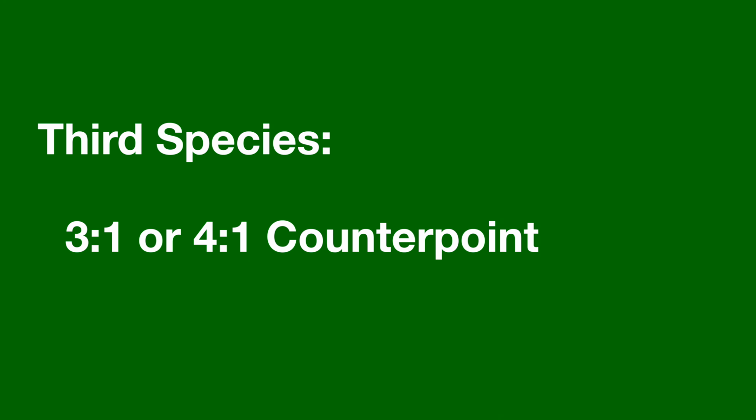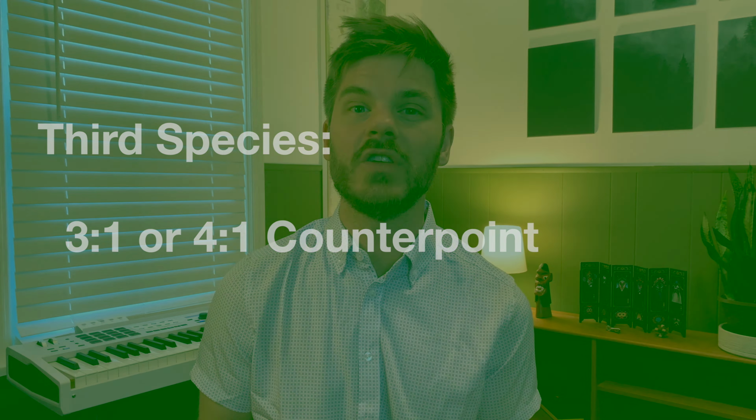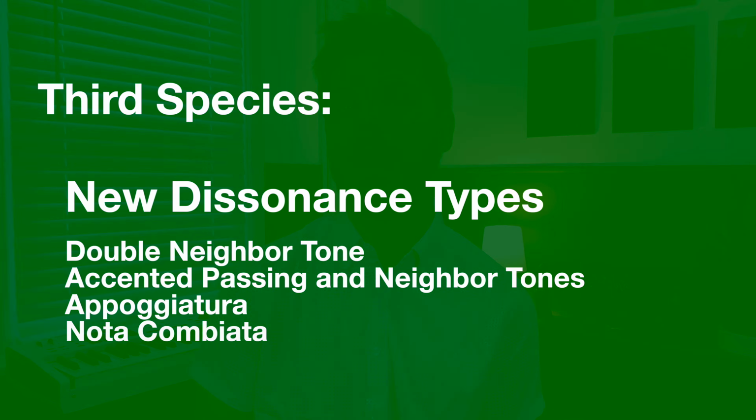In third species counterpoint, we now write either 3 or 4 notes to the given cantus firmus. And in this species, we're introduced to many more types of dissonances. We have the double neighbor tone, we have the accented passing tone and accented neighbor tone, we have the appoggiatura, we have the nota cambiata, and a few others.